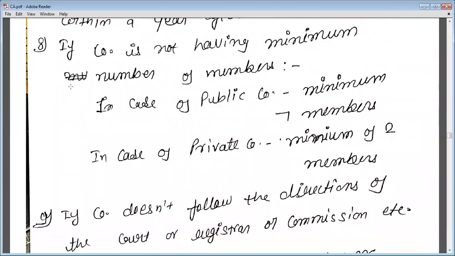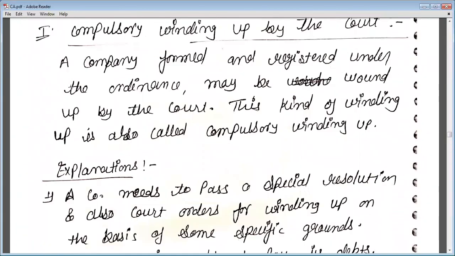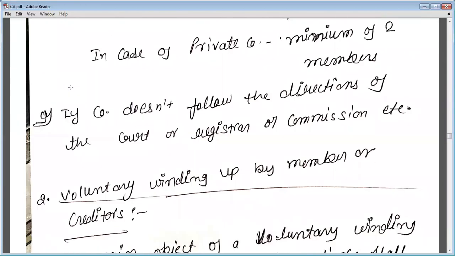Okay, so these are the conditions where a court can give you the compulsory winding up of your company, can give order of compulsory winding up of your company. Okay, yes. Now let's move on.